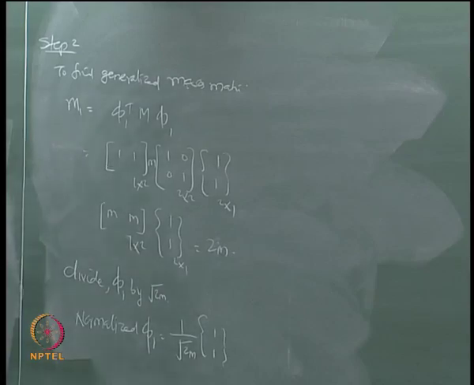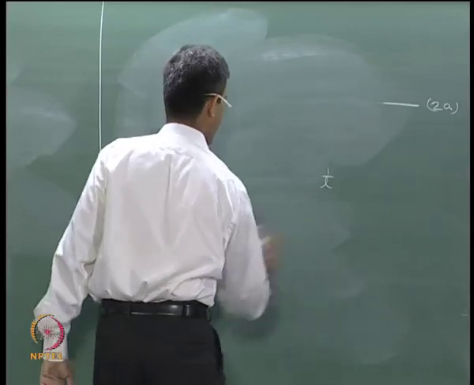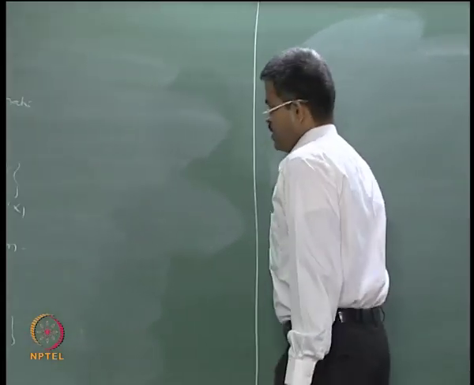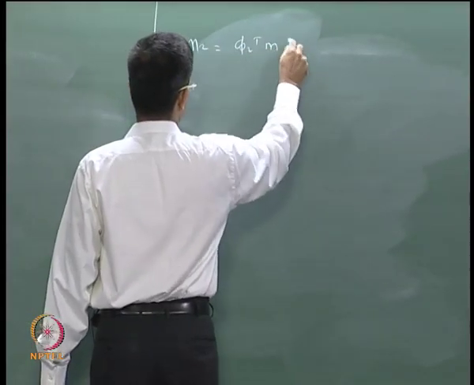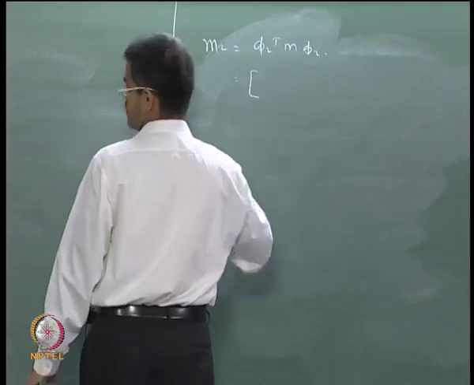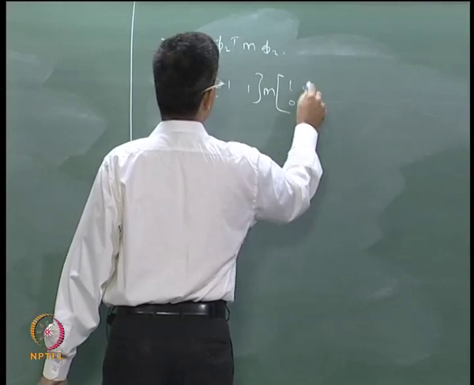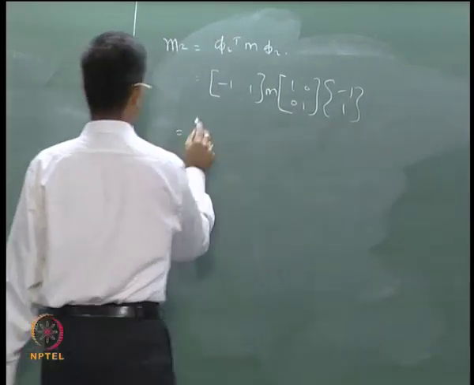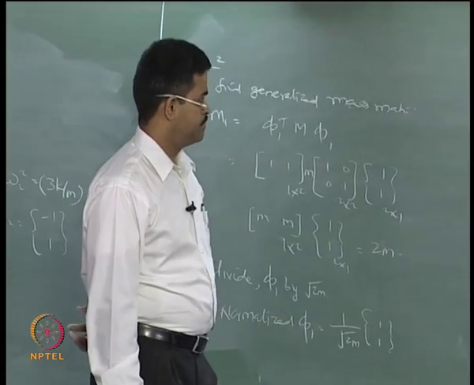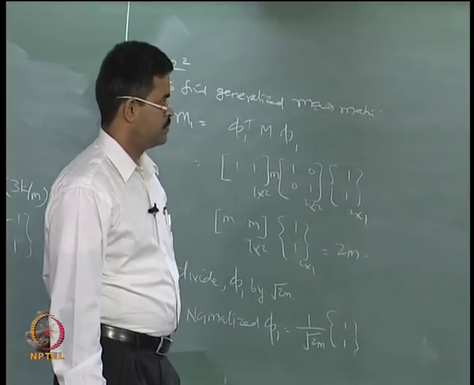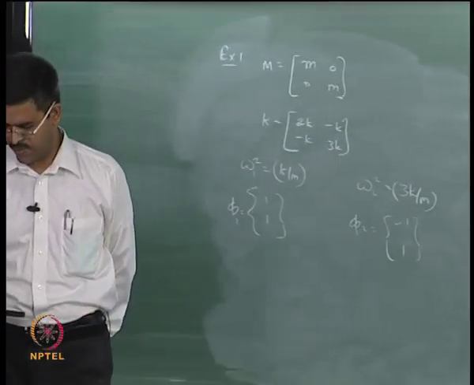I will retain this and move here. So, let us say to find M2, I should say phi 2 transpose M phi 2, this is minus 1 1 of M of 1 0 0 1 of minus 1 1. So, can you get me the generalized value of this?